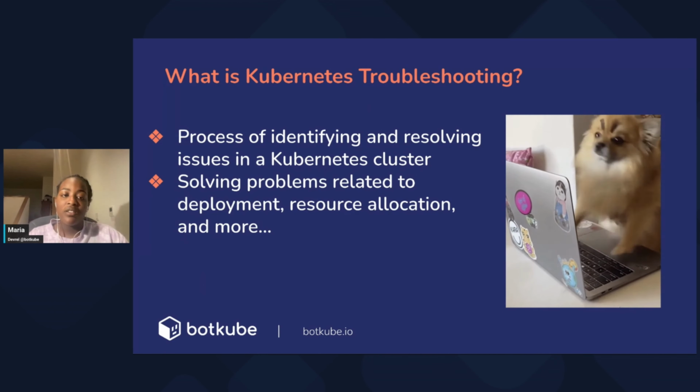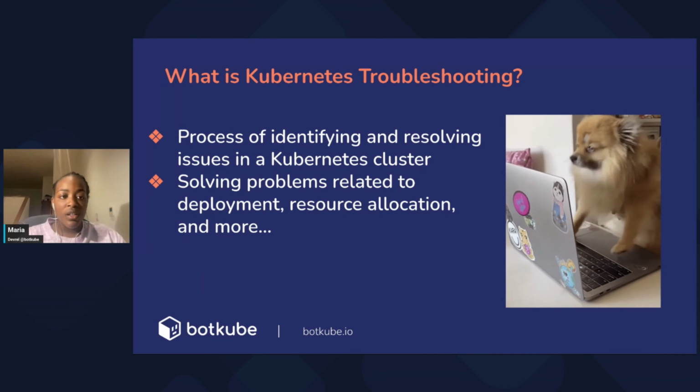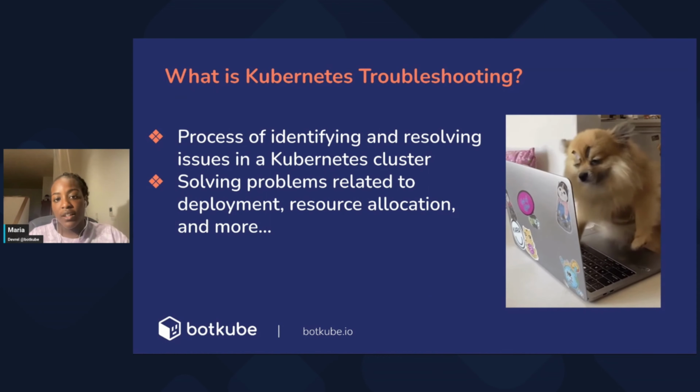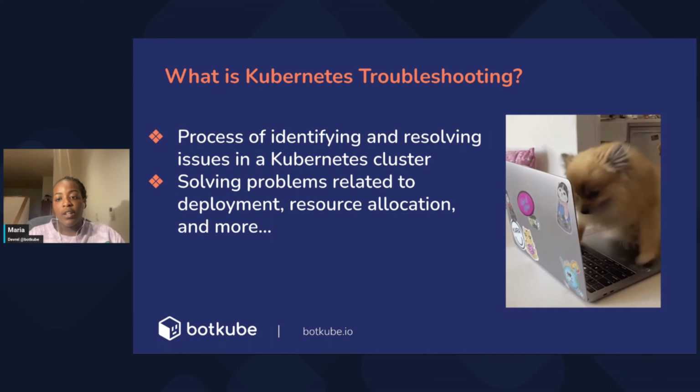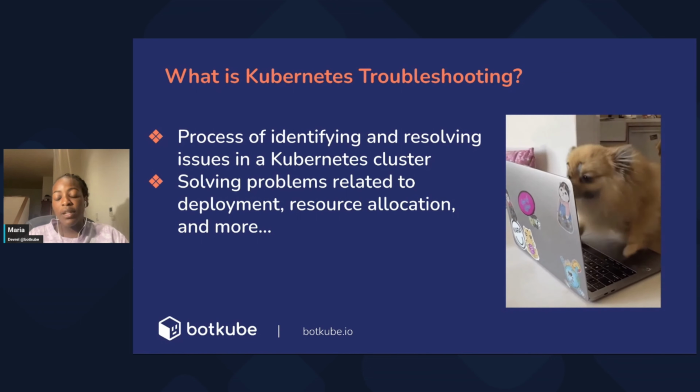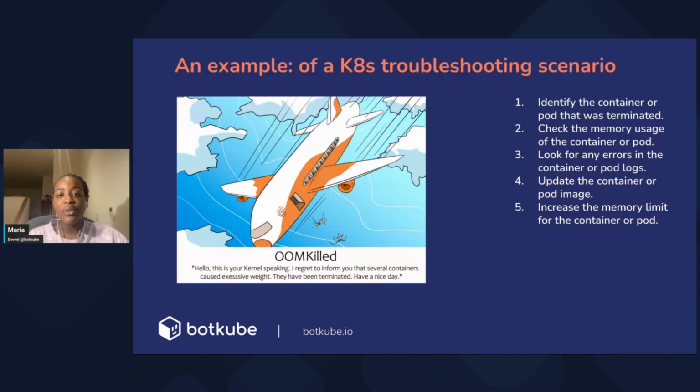So what is Kubernetes troubleshooting? In short, Kubernetes troubleshooting is a process of identifying and resolving issues in a Kubernetes cluster. This means solving problems related to deployment, networking challenges, resource allocation, and more in a timely manner. So here's an example of a Kubernetes troubleshooting scenario. This is the OOMKilled error, and this occurs when there's excess memory use and Kubernetes will automatically terminate the pods.